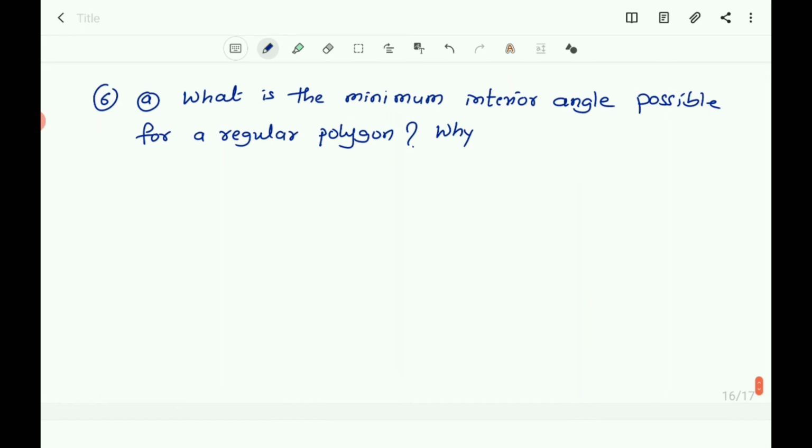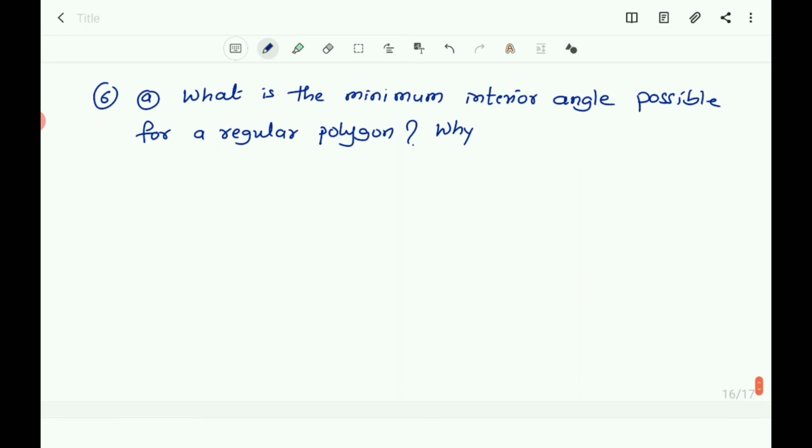The next question is sixth question, that is A here. What is the minimum interior angle possible for a regular polygon? Why? Minimum interior angle means minimum sides we have to think here. Minimum sides of the regular polygon, you know that polygon is the triangle. Triangle is the polygon having minimum interior angle and minimum sides.